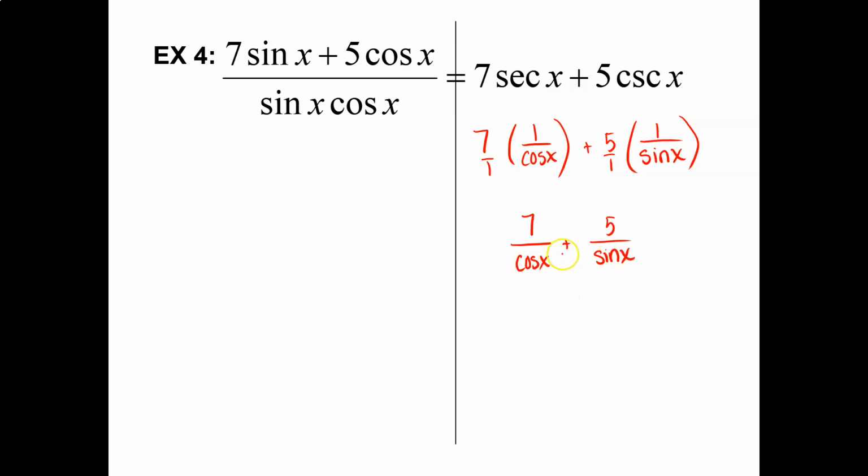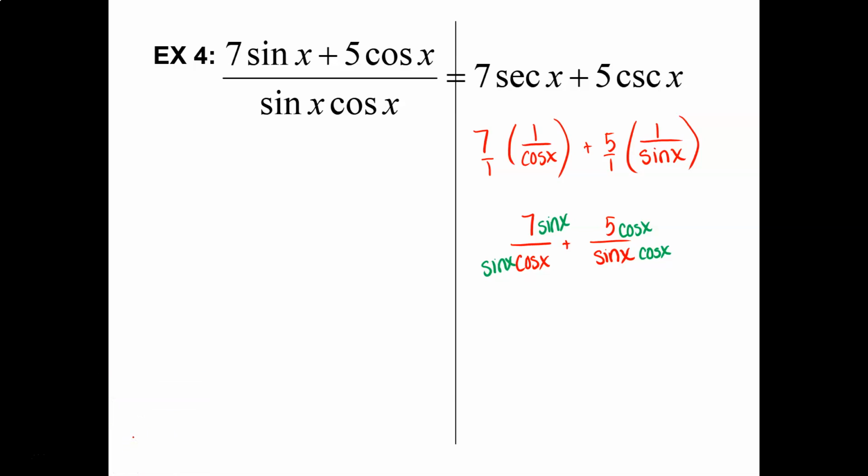I've got cosine for this denominator, sine for the other, so the common denominator needs to be sine times cosine. So for the first fraction, I'm going to use a different color here, I would need to multiply the top and the bottom of this by sine x. And then for the second fraction, I would need to multiply the top and the bottom by cosine x.